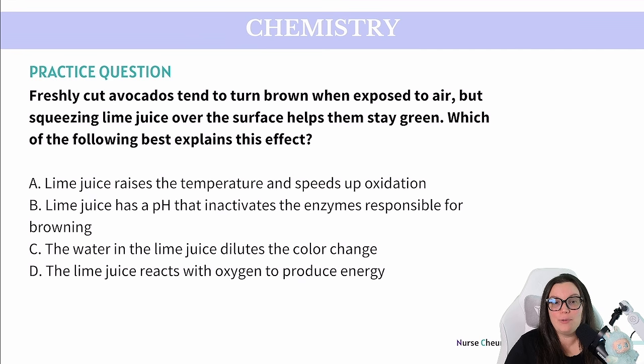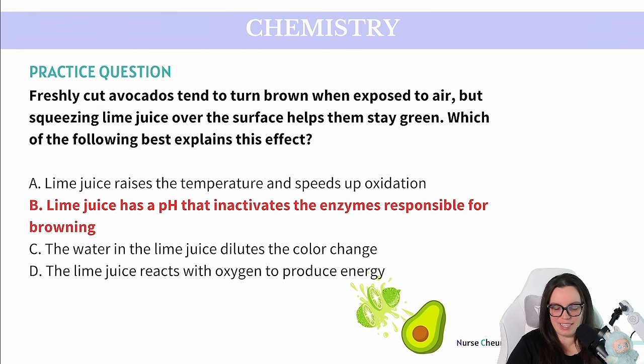Is it that lime juice rises in temperature and speeds up oxidation? Does lime juice have a pH that inactivates the enzymes responsible for browning? Does the water in the lime juice dilute the color change? Or is it that lime juice reacts with oxygen to produce energy? And the correct answer for this is going to be B. Lime juice has a pH that inactivates the enzymes responsible for browning.